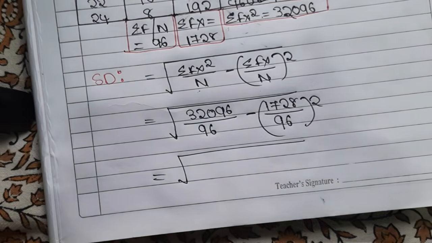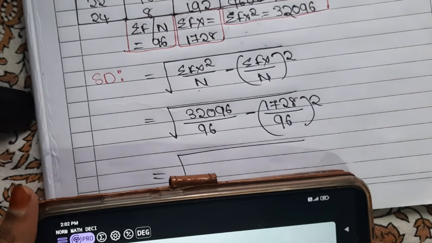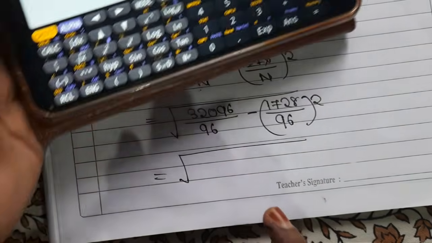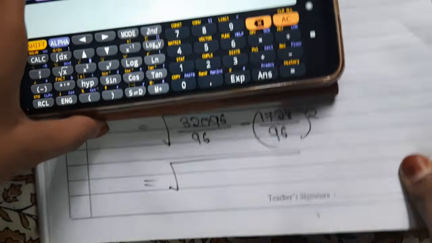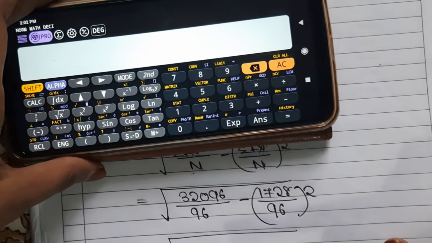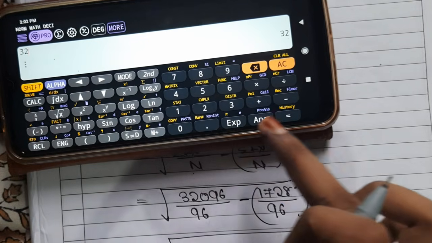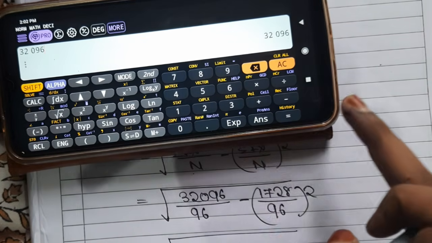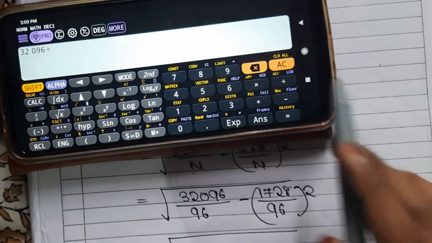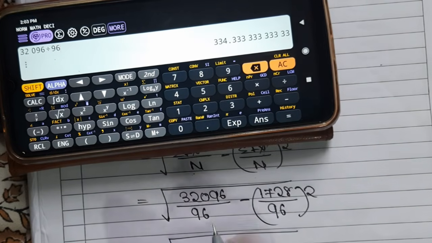Take a calculator and perform it. You can see here I'm performing it. 32096 divided by 96. How much did we get?